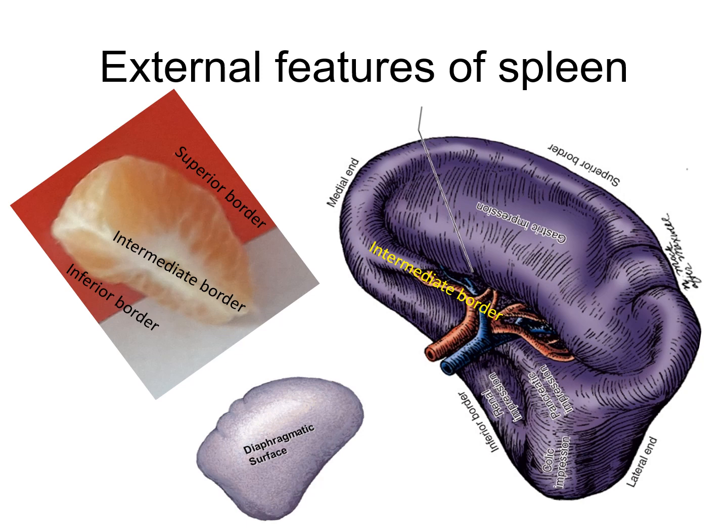Spleen is having two ends, the medial end and the lateral end, and two surfaces, the visceral surface and the diaphragmatic surface, and three borders, the superior border, the intermediate border and the inferior border. Now we will see one features in detail. The medial end is rounded in contour and it is even called as the posterior end and it lies 5 cm away from the spine of T10 vertebra.